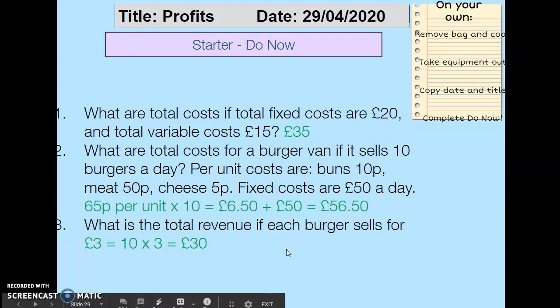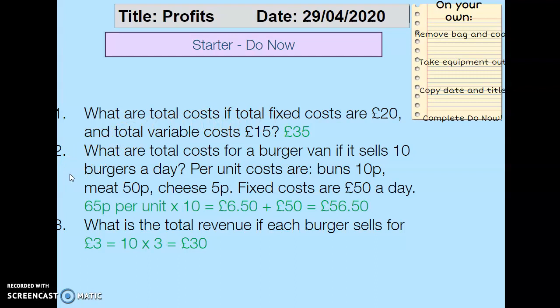Now, answers. What are the total costs if total fixed costs are £20 and the total variable costs are £15? Of course, all we need to do here is £20 plus £15, and we get a total of £35 for our total costs.